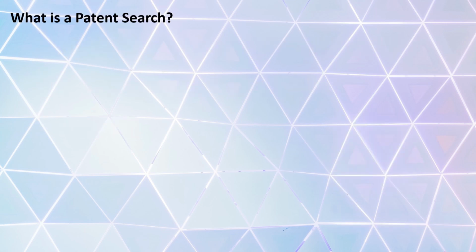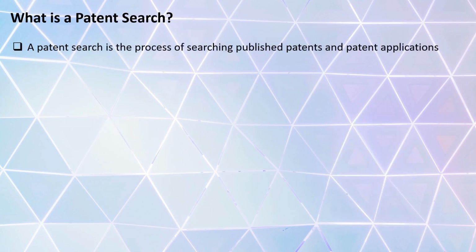So what is a patent search? Well, a patent search is the process of searching published patents and patent applications. Now what that means is, there are millions of patent documents available online which are protecting different kinds of inventions. So the patent search is a search done to find the relevant patents or patent applications from those millions of patent documents.